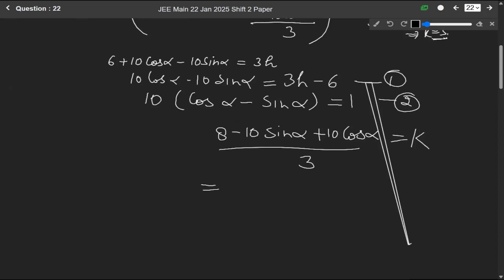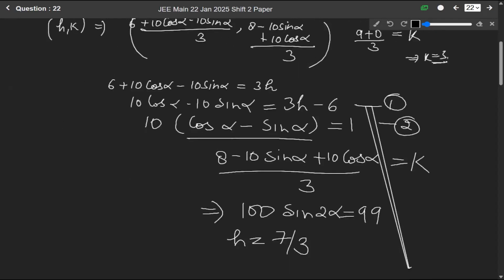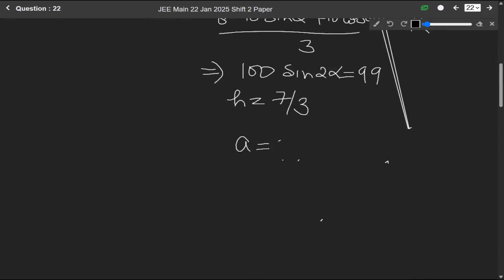So this implies that 10 cos alpha - 10 sin alpha equals 3h - 6, and 10(cos alpha - sin alpha) equals 10. When we use this, we get 100 sin 2 alpha equal to 99. So h will be equal to 7 by 3. If h is 7 by 3, since a equals 3h, a equals 7.